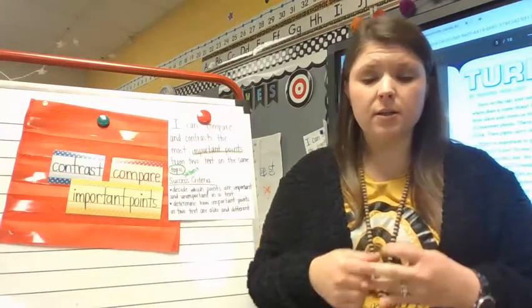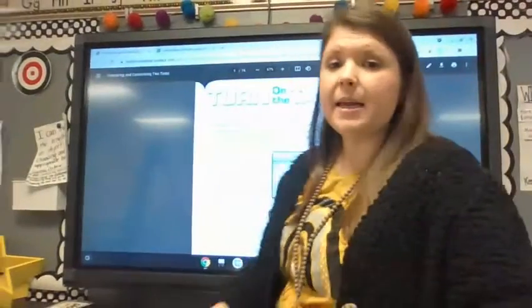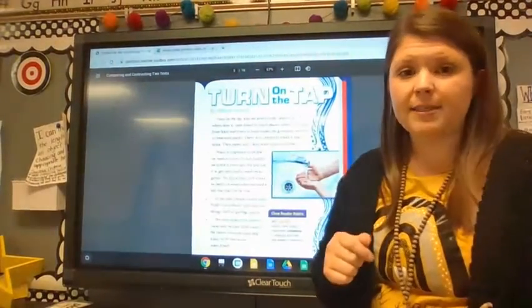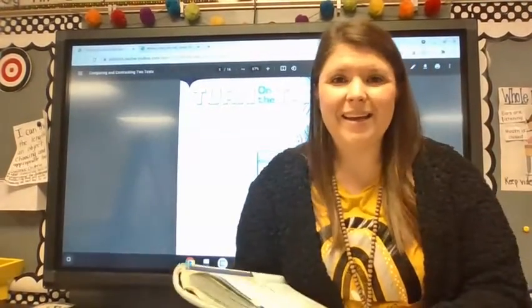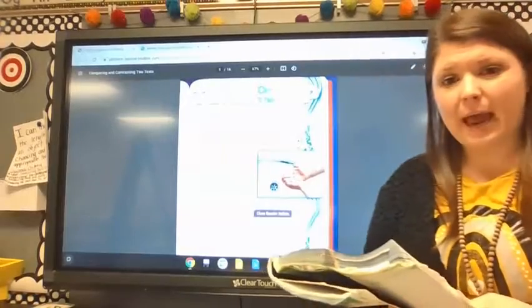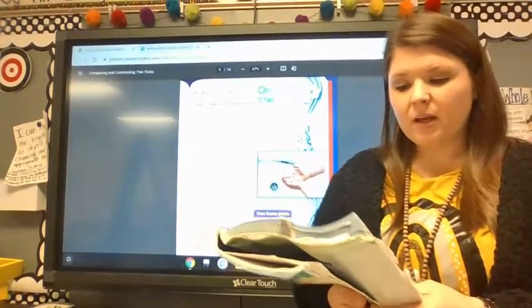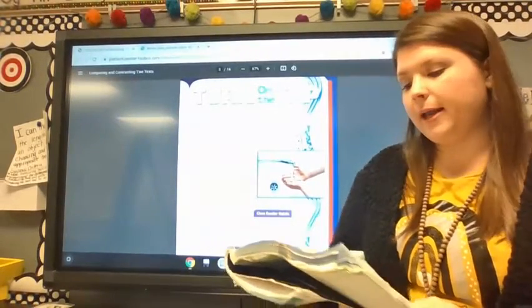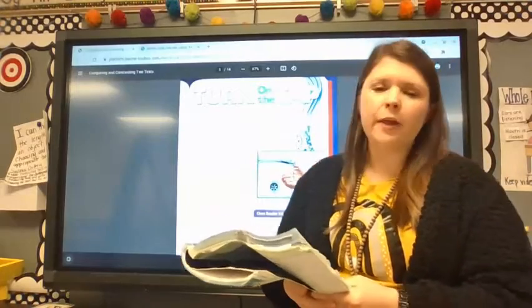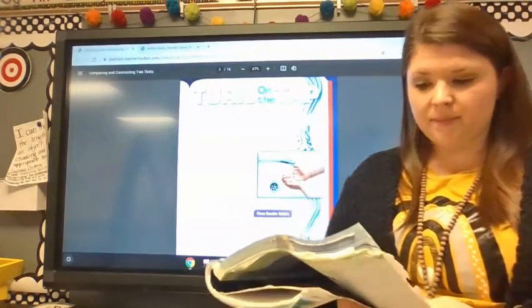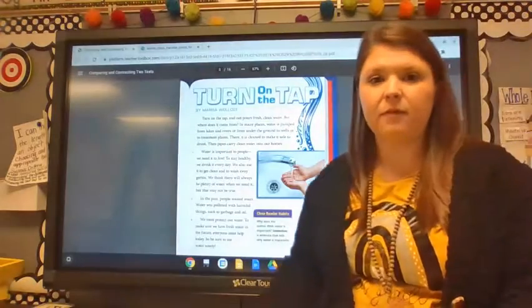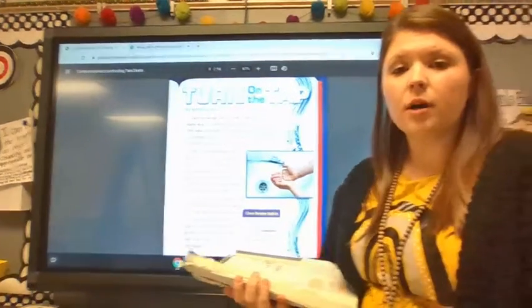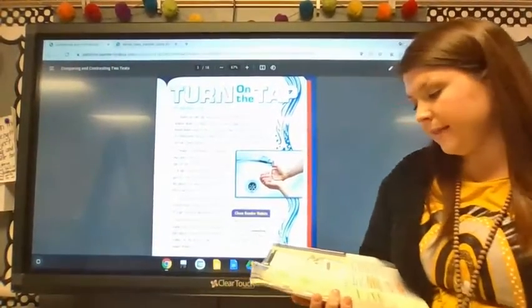All right, so our first text that we're going to look at is titled Turn on the Tap. This is in your Ready Reading Journal on page 328. What is tap? What is a tap? When you talk about turning on the tap, it's another way of saying turning on the faucet. So tap is the thing that the water comes out of. It's like the faucet, okay? So this article is titled Turn on the Tap.